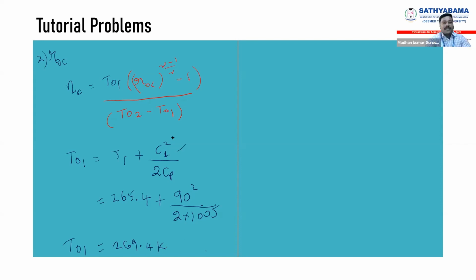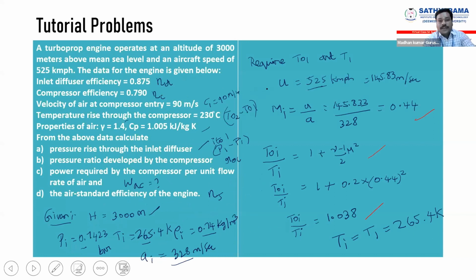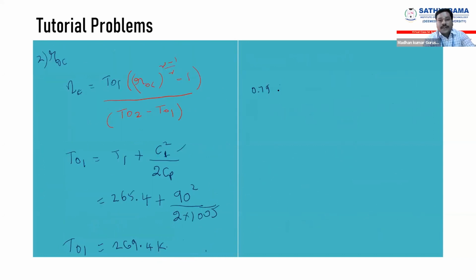You know the compressor ratio now, right? Compressor efficiency now. So what is your compressor efficiency? 0.79, right? So 0.79 multiplied by what? This T02 minus T01, that was 230 degrees Celsius. So 230, and then T01 is there. Here T01 is given in Kelvin, right? So what do you have to do? You have to convert this into degree Celsius.